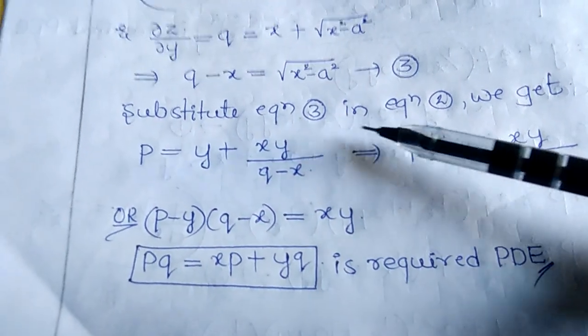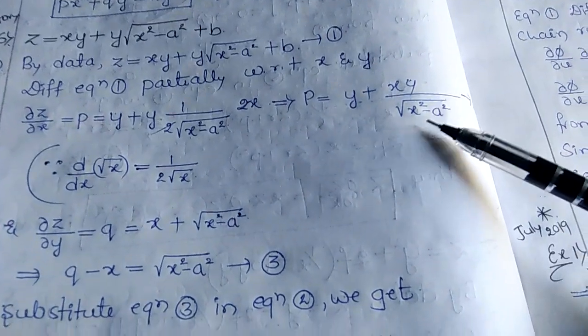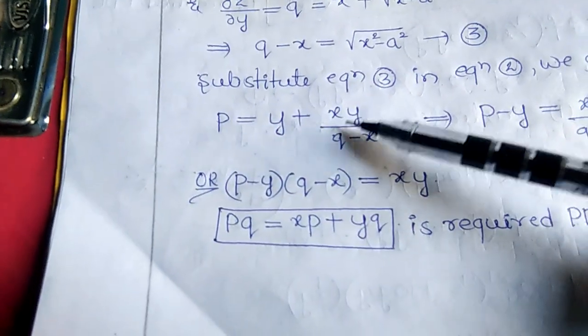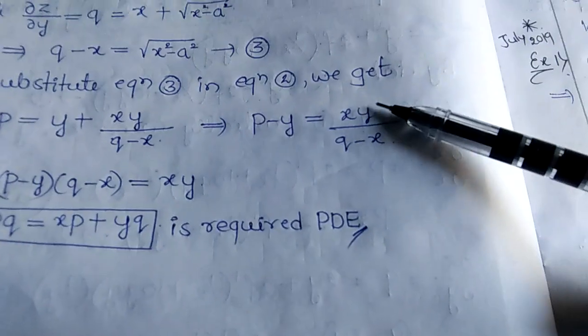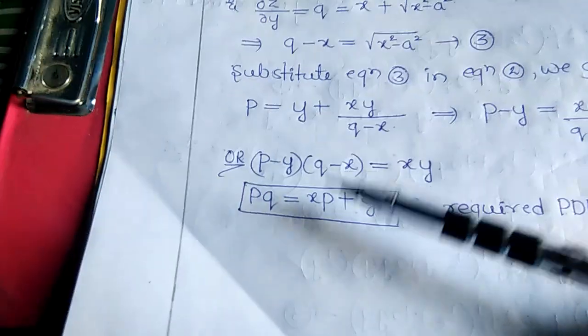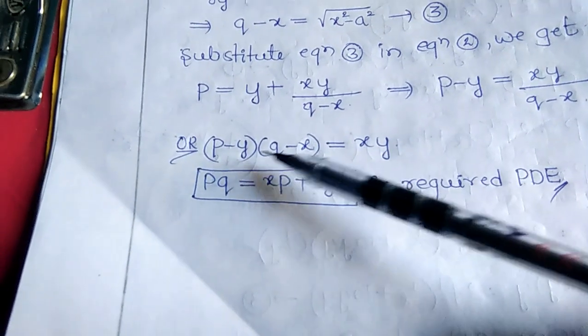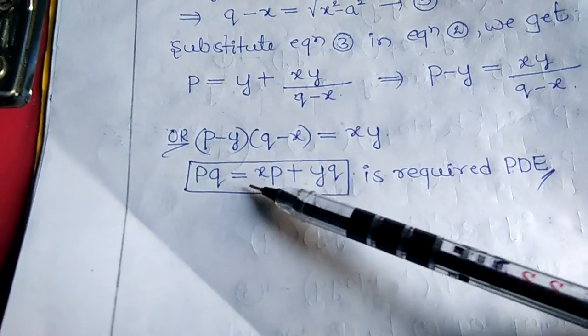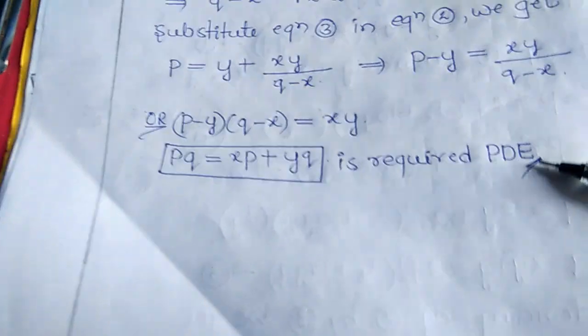Substitute equation 3 in equation 2. We get, what is equation 2? p is equal to y plus xy divided by square root of x square minus a square. So p is equal to y plus xy divided by q minus x. So p minus y is equal to xy divided by q minus x. Cross multiply, we get p minus y into q minus x is equal to x into y. So remove the brackets, we get pq is equal to xp plus yq, which is the required partial differential equation.